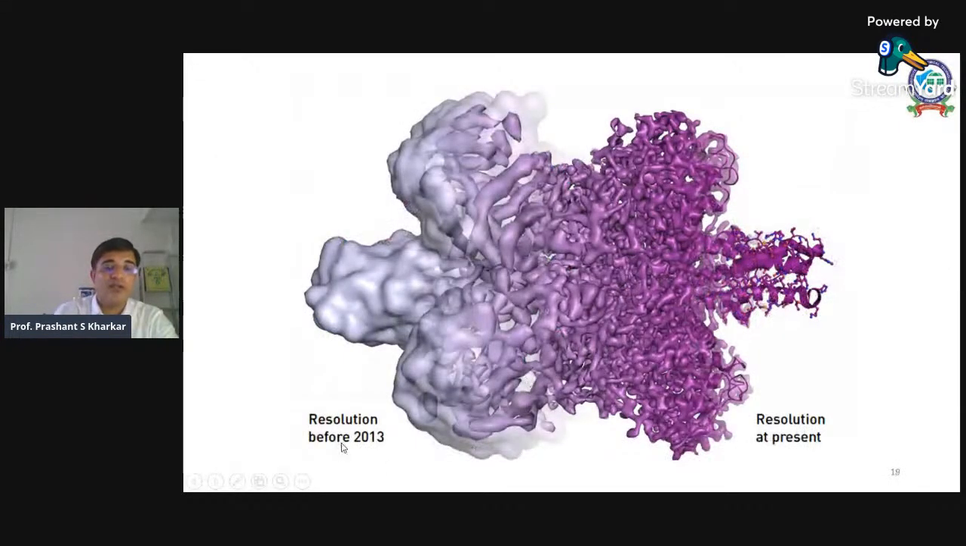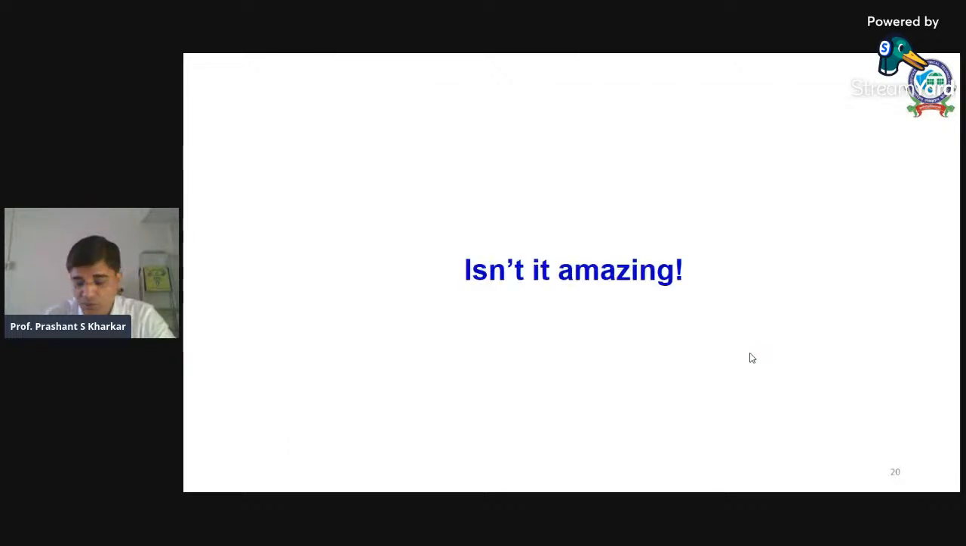And this is how the resolution was before 2013, where we just saw the blobs, but nowadays the resolution is very, very high, and you can see individual side chains or atoms inside the protein, which is what we are most interested in. This is what revolutionized, or is going to revolutionize, or has already started to revolutionize the structural biology arena and the overall drug discovery arena. So this was about cryo-electron microscopy. Again, the same question: isn't it amazing? And I'm sure your answer is yes.